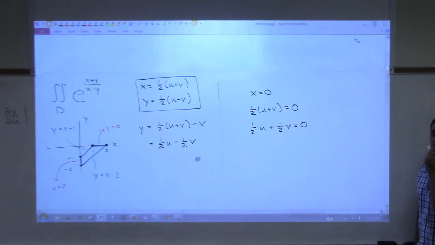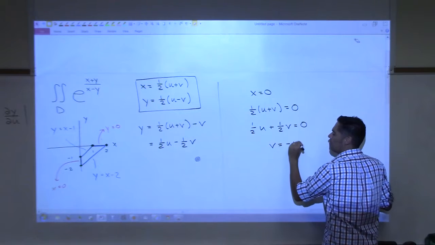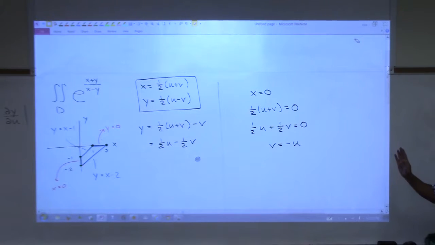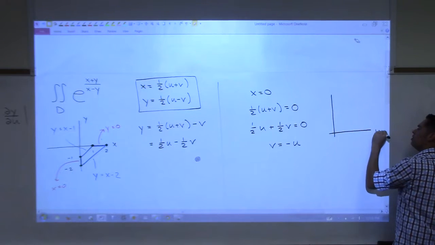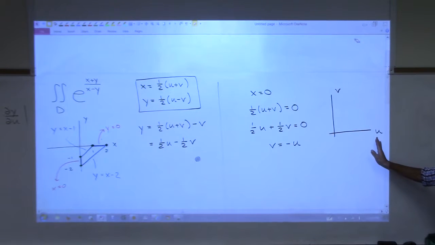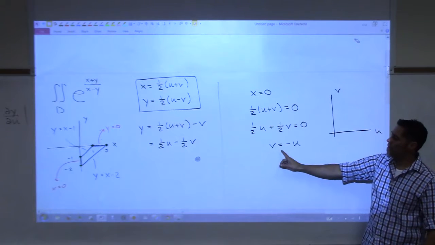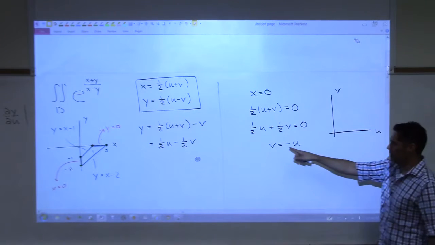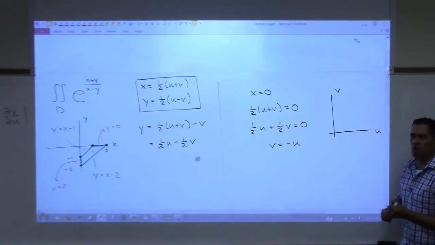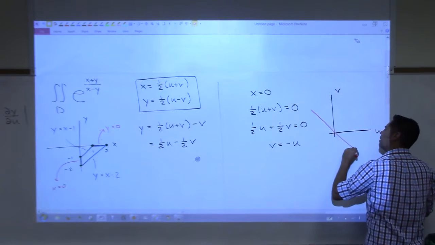U equals negative v, or v equals negative u, right? I'm going to solve for v and make it v in terms of u. And the reason I'm doing that is because I'm going to choose to draw my axes like this, u and v. So u is like the x usually is, and v is like the y usually is. So I'm solving for y, so to speak. So what does that look like over here? V is equal to negative u, the same as y is negative x. So this is a diagonal like this, right?